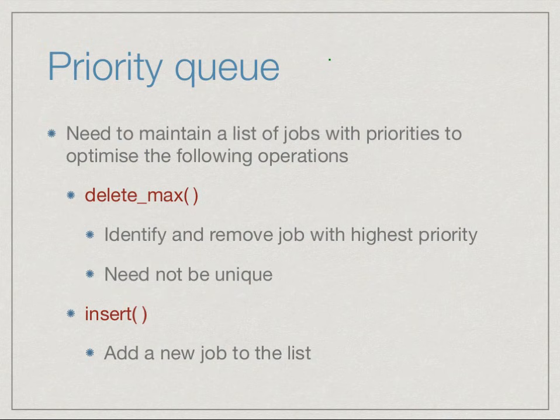So there are two operations associated with the priority queue. One is delete max. In delete queue, we just said we take the element at the head of the queue. In delete max, we have to look through the queue and identify and remove the job with the highest priority. Note, of course, that the priorities of two different jobs may be the same, in which case we can pick any one. And the other operation, which we normally call add to the queue, we will call insert. And insert just adds a new job to the list, and each job, when it is added, comes with its own priority.